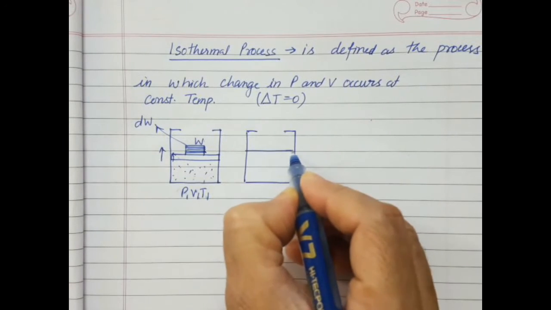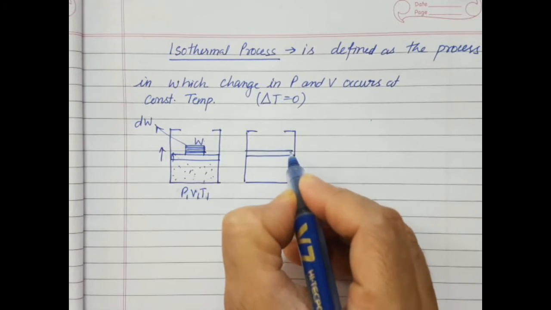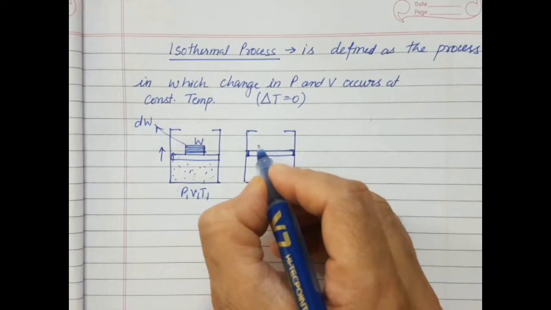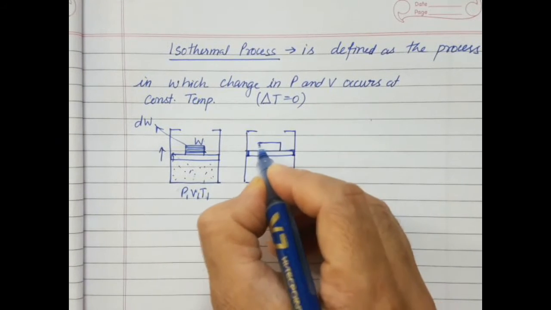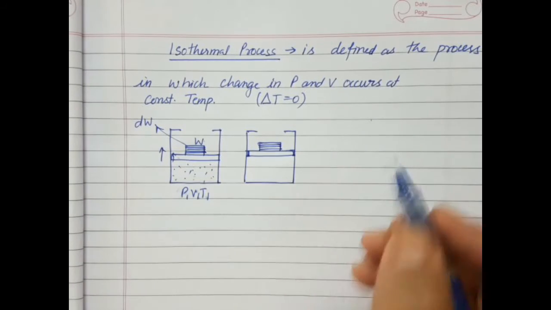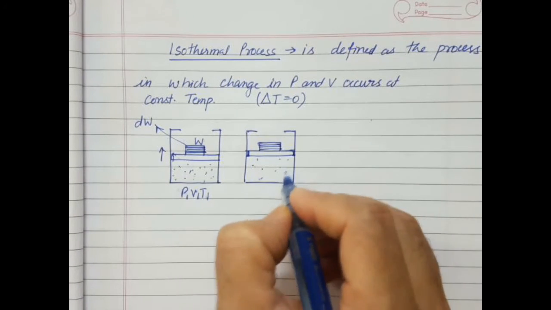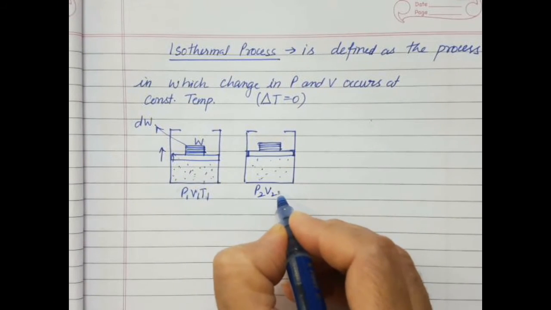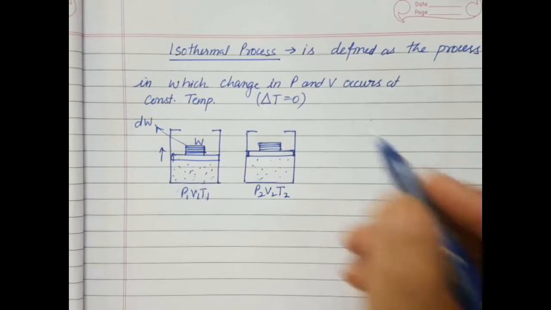just to take the system to equilibrium conditions. Piston will move slightly upward. Now this is the new coordinates. Pressure becomes P2, volume becomes V2 and temperature becomes T2.